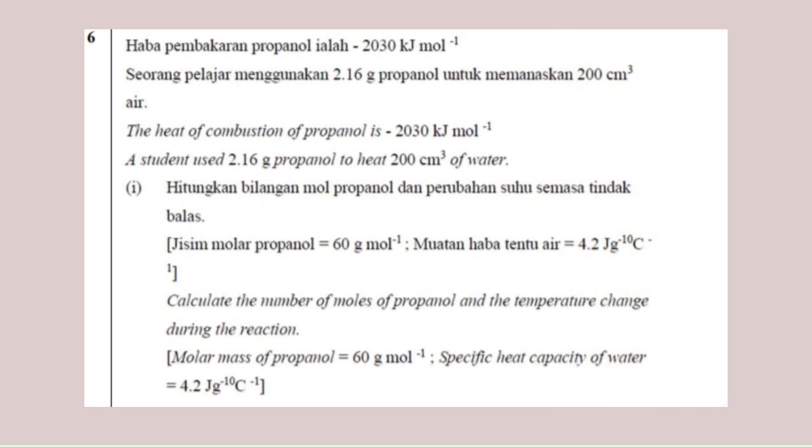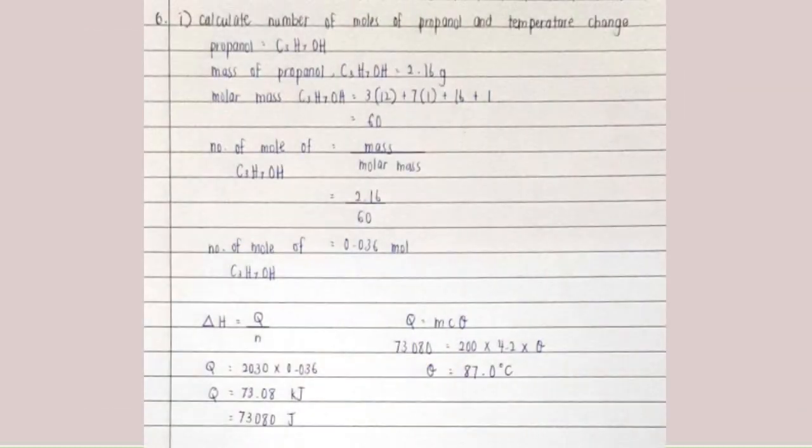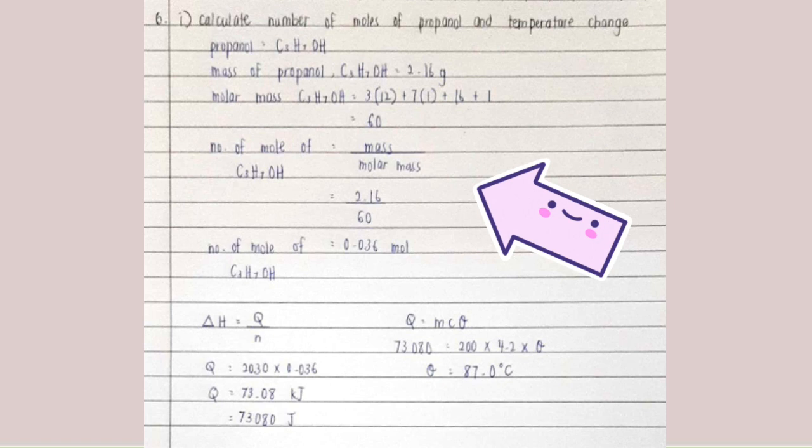For question 6, part 1, we need to find the number of moles of propanol and the temperature change during the reaction. We know that propanol is a compound with formula C3H7OH and the mass of propanol for the reaction is 2.16 gram. First of all, we need to find the molar mass of propanol, which totals up to 60 gram per mole. By using the formula number of moles equals mass divided by molar mass, we find the number of moles of propanol is 0.036 mole.